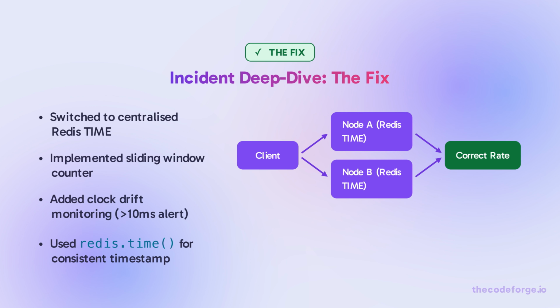The fix was to use the Redis time command to get a centralized timestamp, ensuring all nodes use the same time for window calculation. They also implemented sliding window counter and added clock drift monitoring. This prevented the 2x traffic issue.